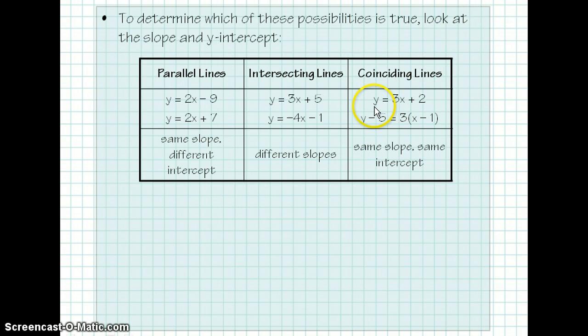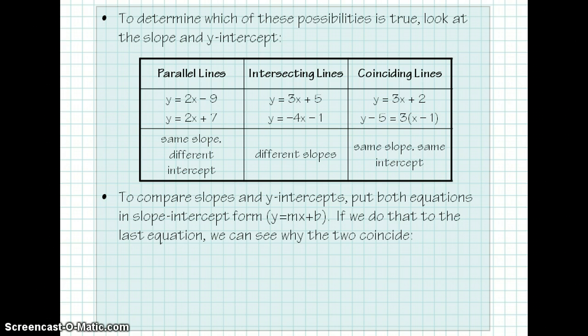Now coinciding lines, meaning lines that are basically on top of each other, have the same slope and the same y-intercept. In order to tell this, you want to put them both in the same form, usually y equals mx plus b, because that way it's easy to tell slopes and y-intercepts. So if we take this second equation here and convert it from point-slope to slope-intercept, we end up with the same equation.